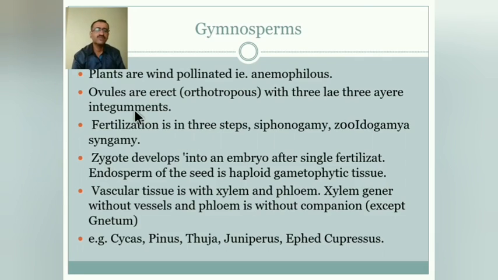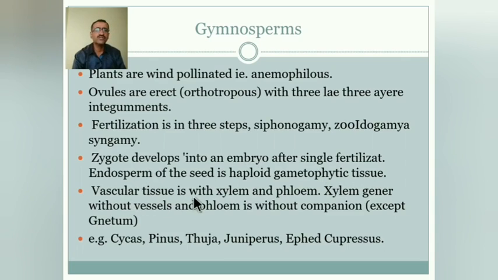Next, after fertilization, the zygote develops, and that zygote develops into an embryo after single fertilization, and the endosperm of the seed is present there, and that is haploid gametophytic tissue. Okay, the zygote further develops into the seed, which has the haploid gametophytic tissue, that is the endosperm.